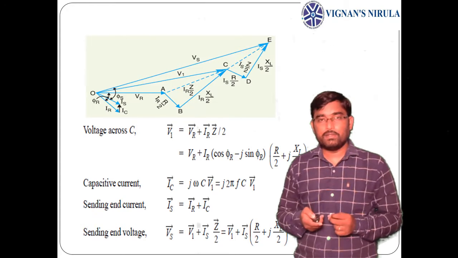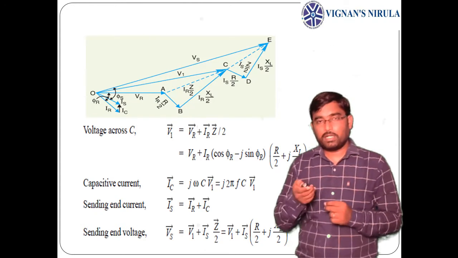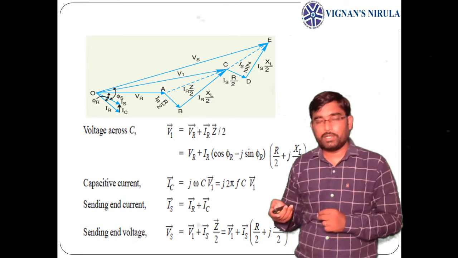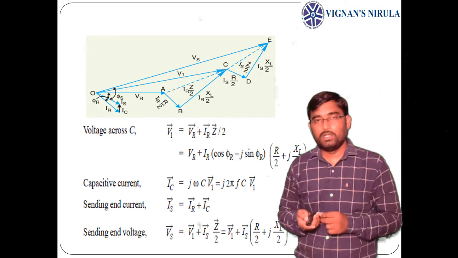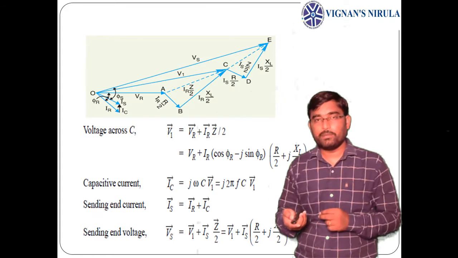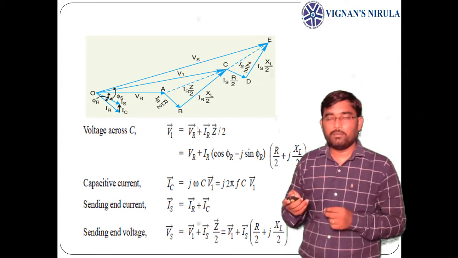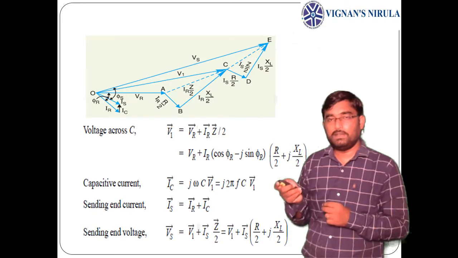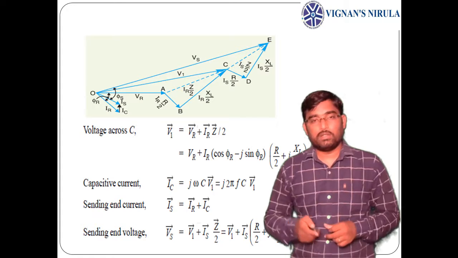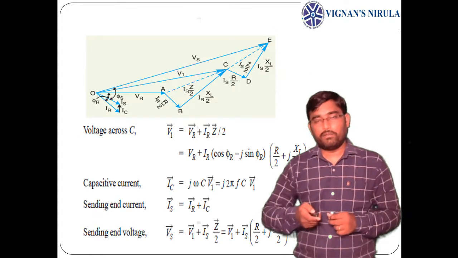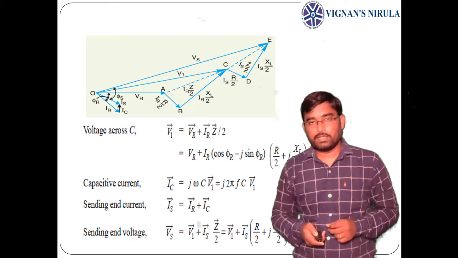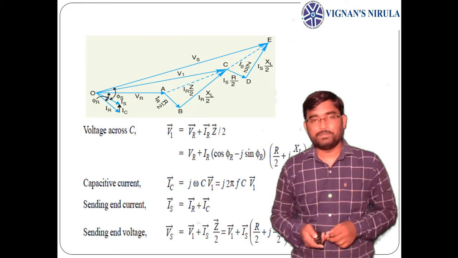Now after drawing IS, from the tip of V1, we can draw IS into R by 2, which will be in phase with IS. From the tip of IS into R by 2, we can draw IS into XL by 2, which will be perpendicular to IS and leading. Now by adding V1 plus IS into R by 2 plus j IS into XL by 2, we get the sending end voltage VS. The phase angle difference between VS and IS is phi s. So this is how we can draw the phasor diagram for the nominal T of the medium transmission line.